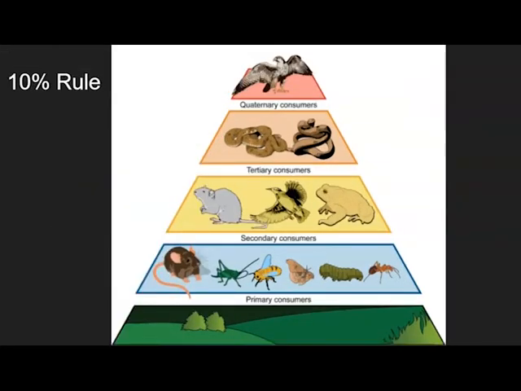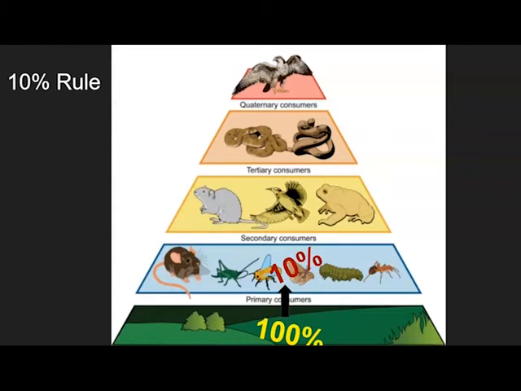All that the 10% rule is saying is that the transfer of energy from one trophic level to the next moving upward is 10%. So if the producers are creating 100% of the energy in this ecosystem, a little grasshopper eating that grass will only get 10% of the energy from the grass.